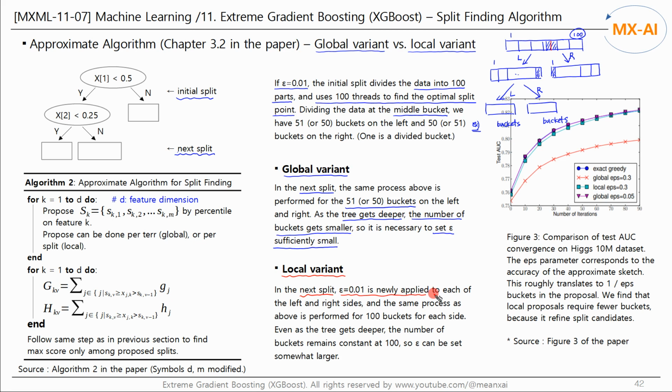This creates another 100 buckets for each child node. For each node split, for every 100 buckets, 100 threads find each split point. In this method, even as the tree gets deeper, the number of buckets remains constant at 100. Therefore, we can set the epsilon to be somewhat larger.